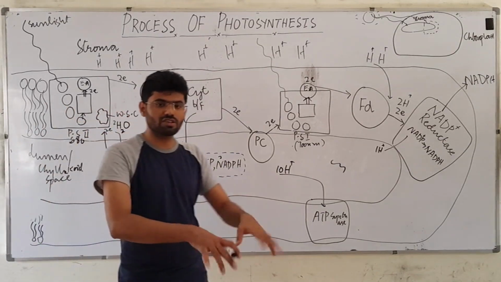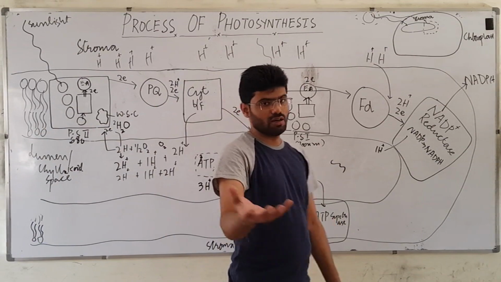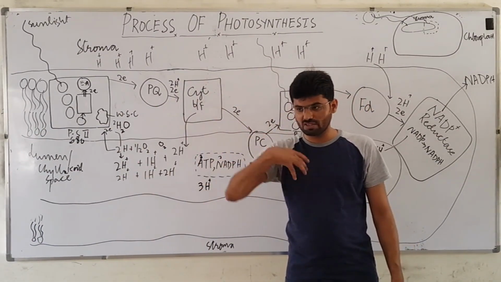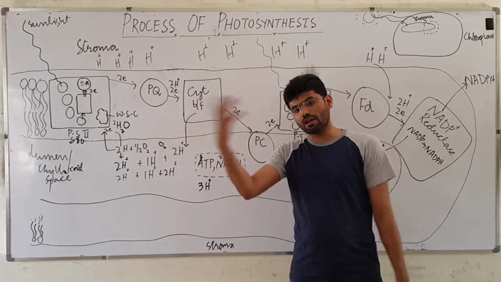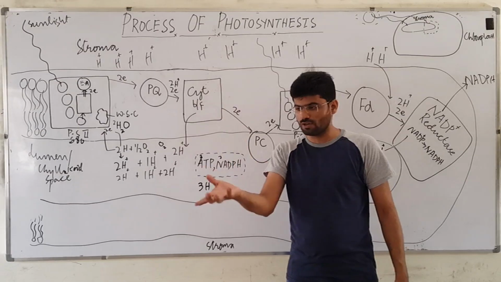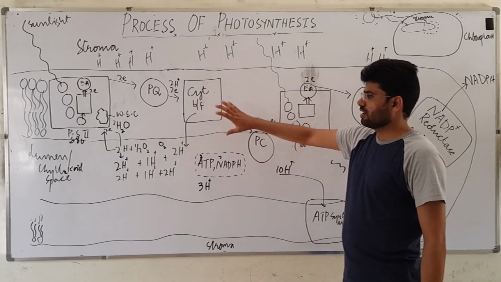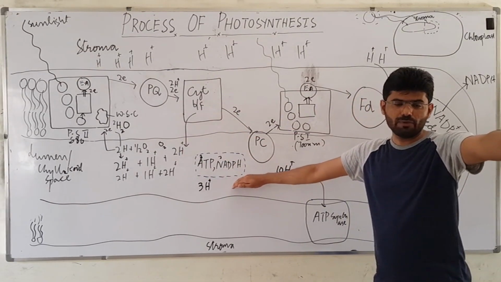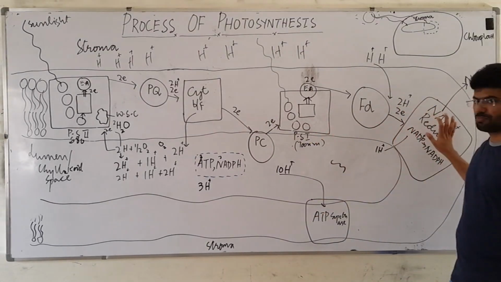Now this molecular oxygen will be given off out of the plant and it will be used by other living organisms such as we people, such as other animals and other living organisms which require oxygen all the time. So this is how the plant synthesizes ATP and NADPH. So this is called the production of ATP and NADPH.